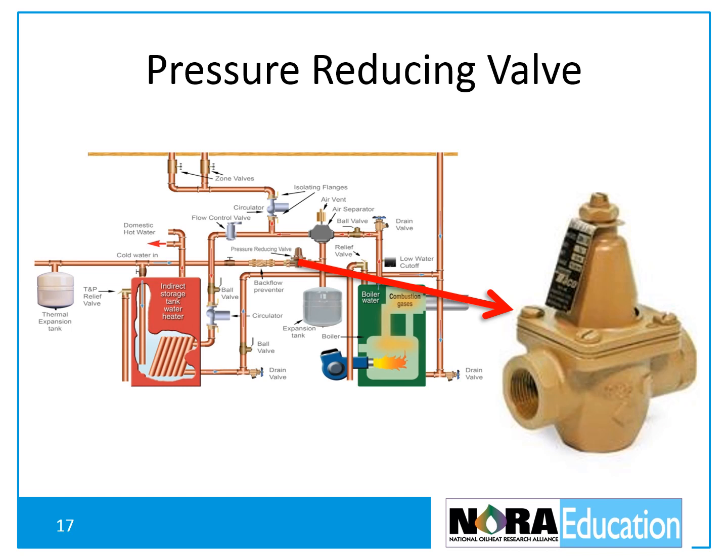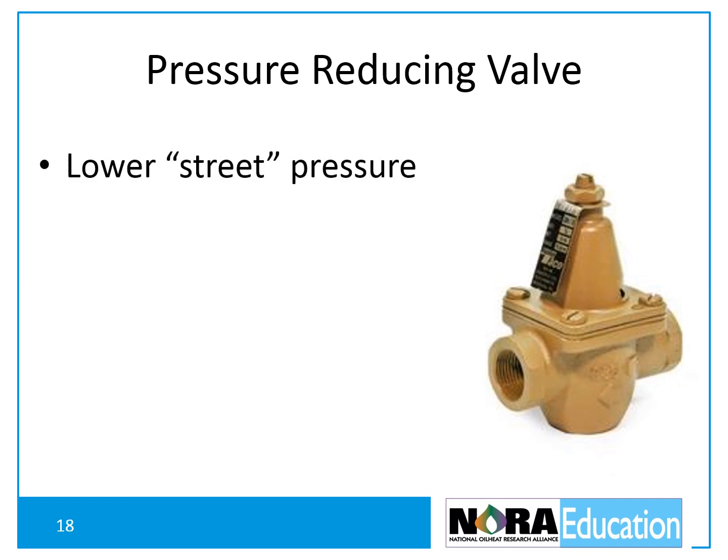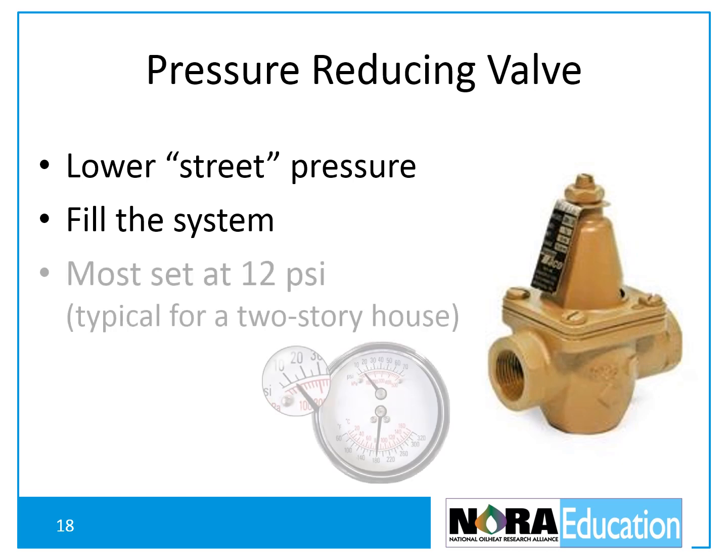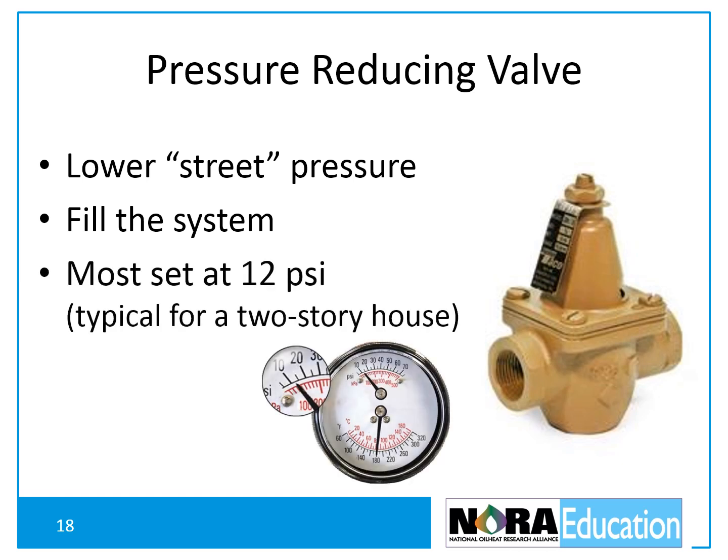Now let's take a look at pressure-reducing valves. Pressure-reducing valves serve two functions. They lower street pressure to what's required for the heating system, and they fill the system with enough water to ensure the water at the top is under enough pressure to vent air while allowing the water to circulate. Most residential pressure-reducing valves are set at 12 psi, which is enough for a typical two-story house.